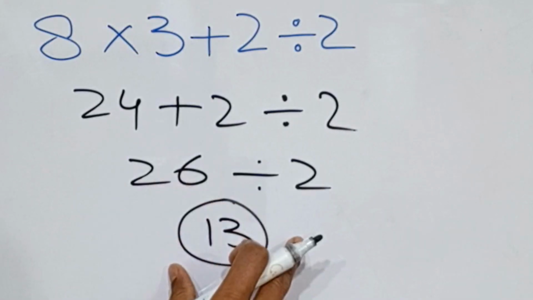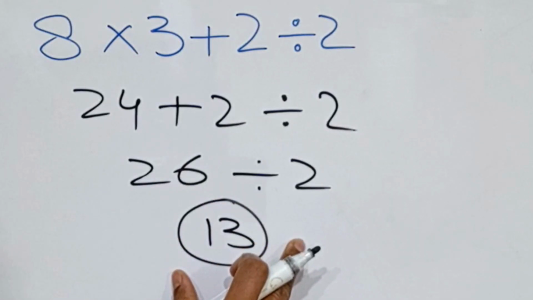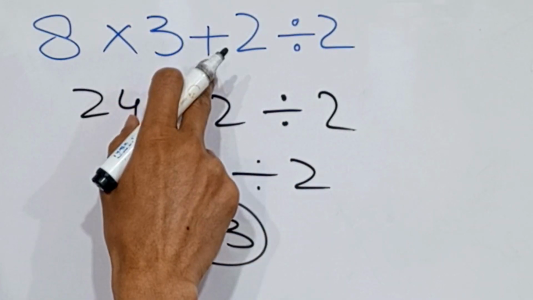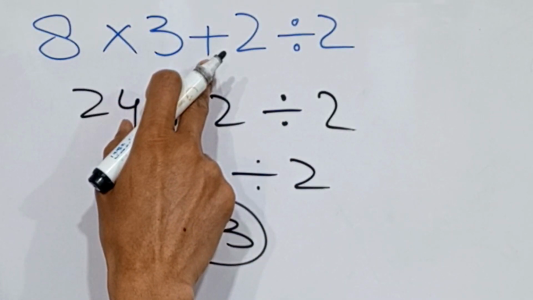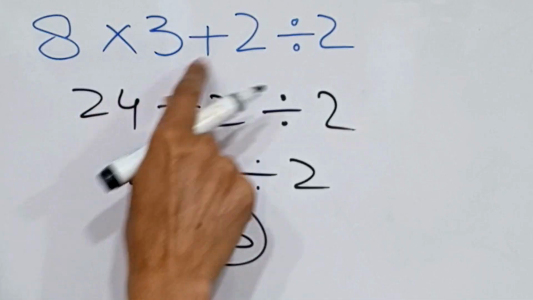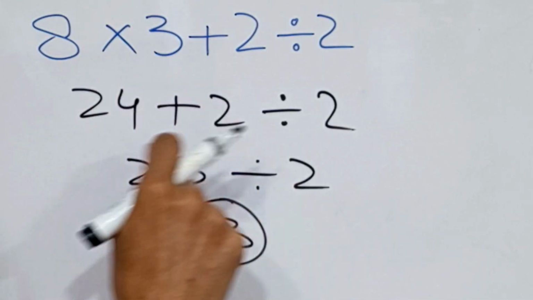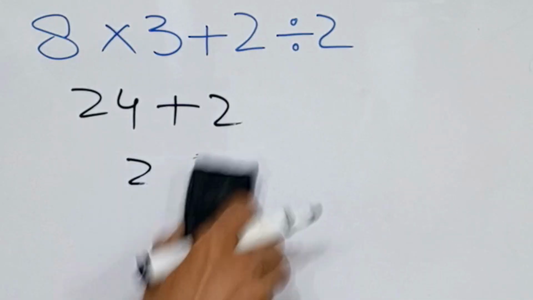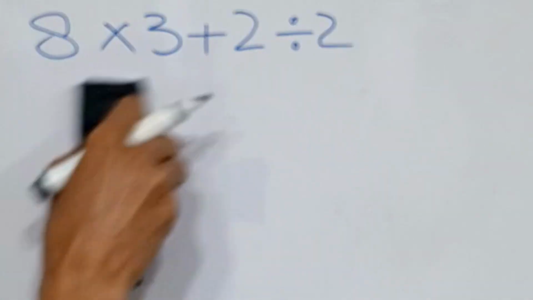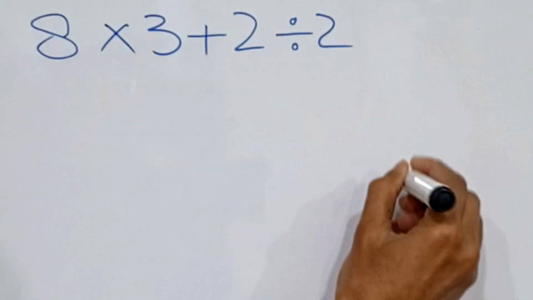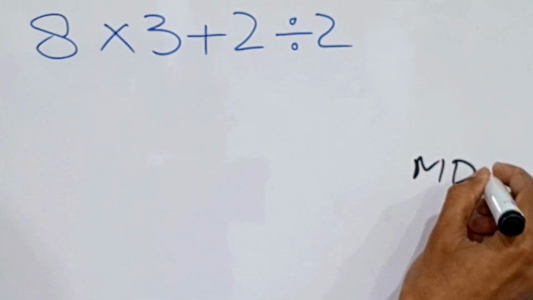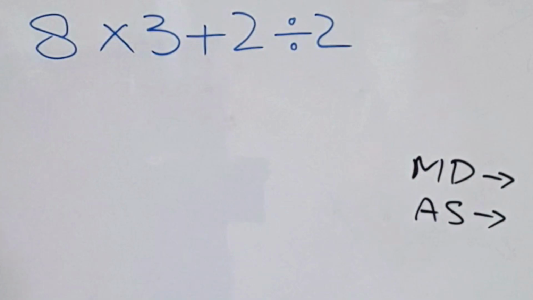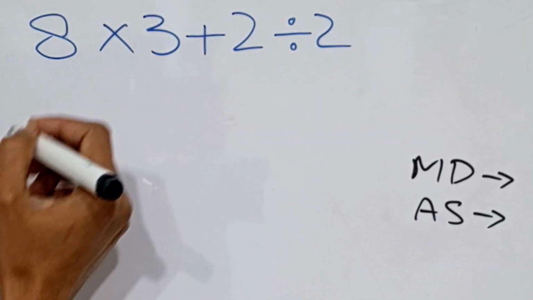Right? But this is wrong. Why is it wrong? Because multiplication and division must be done before addition and subtraction. Right? So follow the order of operations. We use the PEMDAS rule. Multiplication and division before addition and subtraction. Right? Now let's solve it correctly.